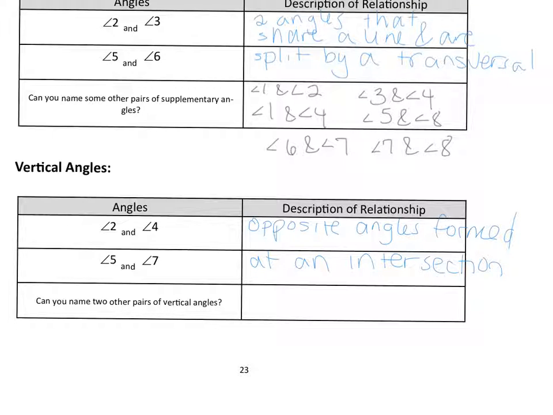One thing you should note about vertical angles is they will be congruent. We know supplementary angles are going to equal 180. Vertical angles are congruent. When you're asked to name additional pairs of vertical angles, there are 2 other ones. On top you have angle 1 and angle 3, and on the bottom part you have angle 6 and angle 8.